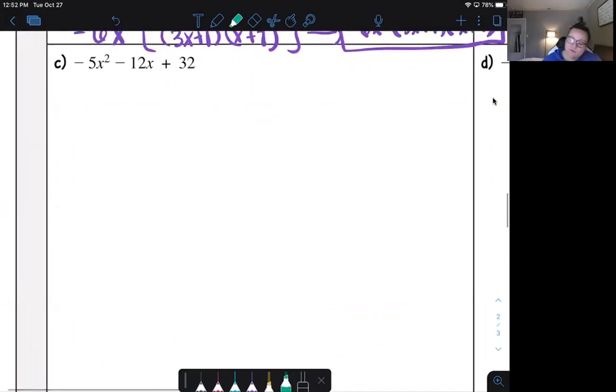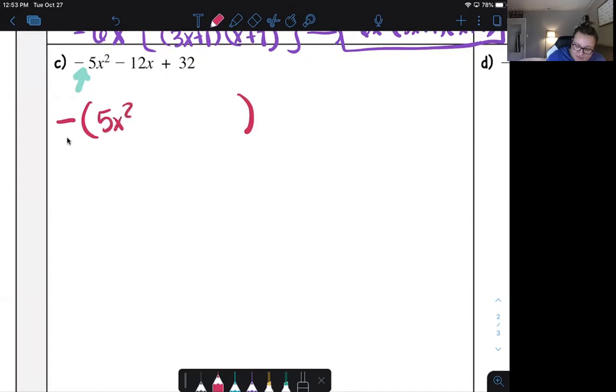All right, now negative 5x squared minus 12x plus 32. So 5, 12, and 32 don't have any GCF, so we don't have to factor out a GCF, except the first term is negative. If the first term is ever negative, you always want to factor out that negative one first. So we're going to factor out a negative, and we end up with 5x squared plus 12x minus 32. So negative times 5x squared plus 12x minus 32.